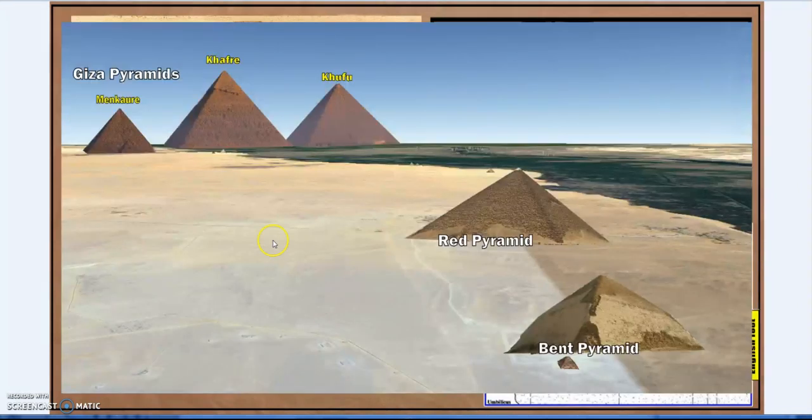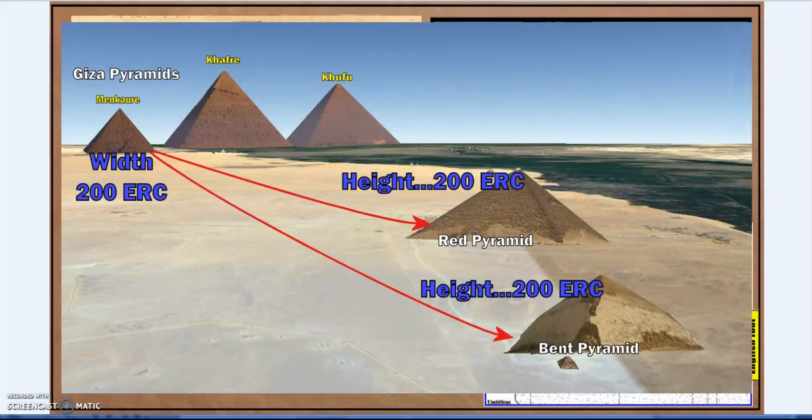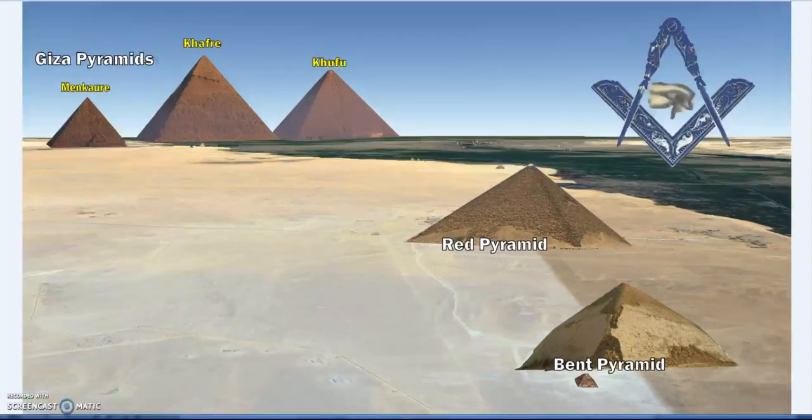So the Giza pyramids, Menkaure, Khafre and Khufu, as well as the red and the bent pyramid. There's a lot going on here geometrically connecting not just the Giza pyramids but the other great pyramids of Egypt. So for instance, Menkaure's pyramid is 200 Egyptian raw cubits wide. The height of the red pyramid and the height of the bent pyramid is 200 Egyptian raw cubits high. That's one of the links.